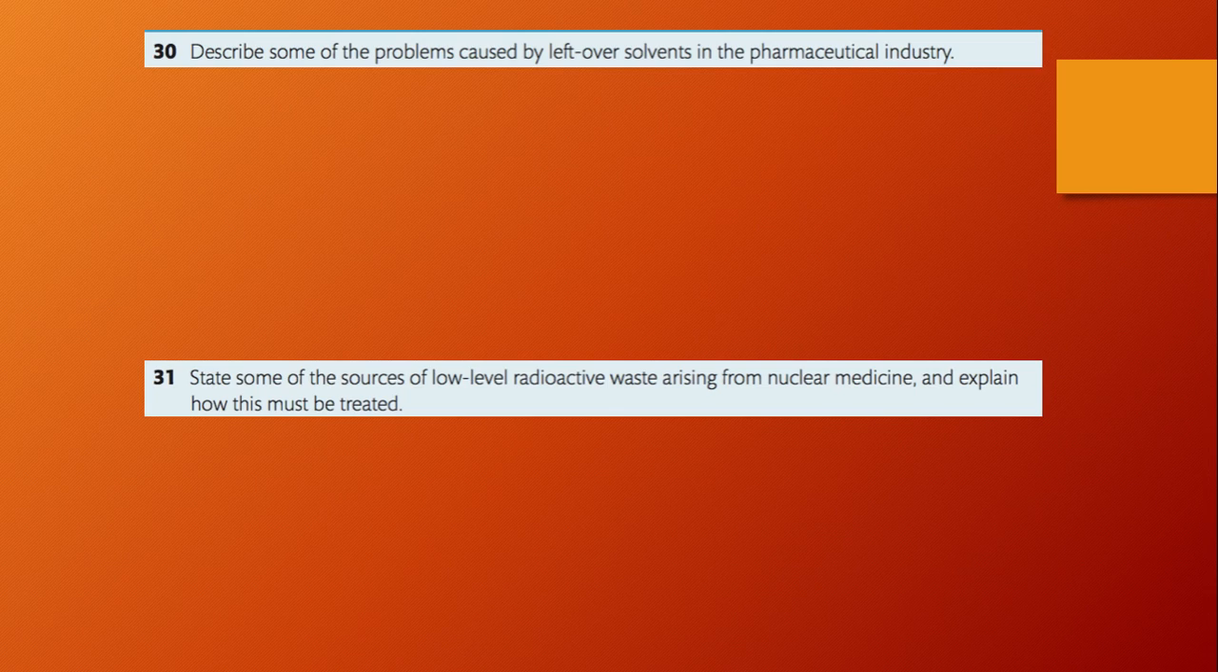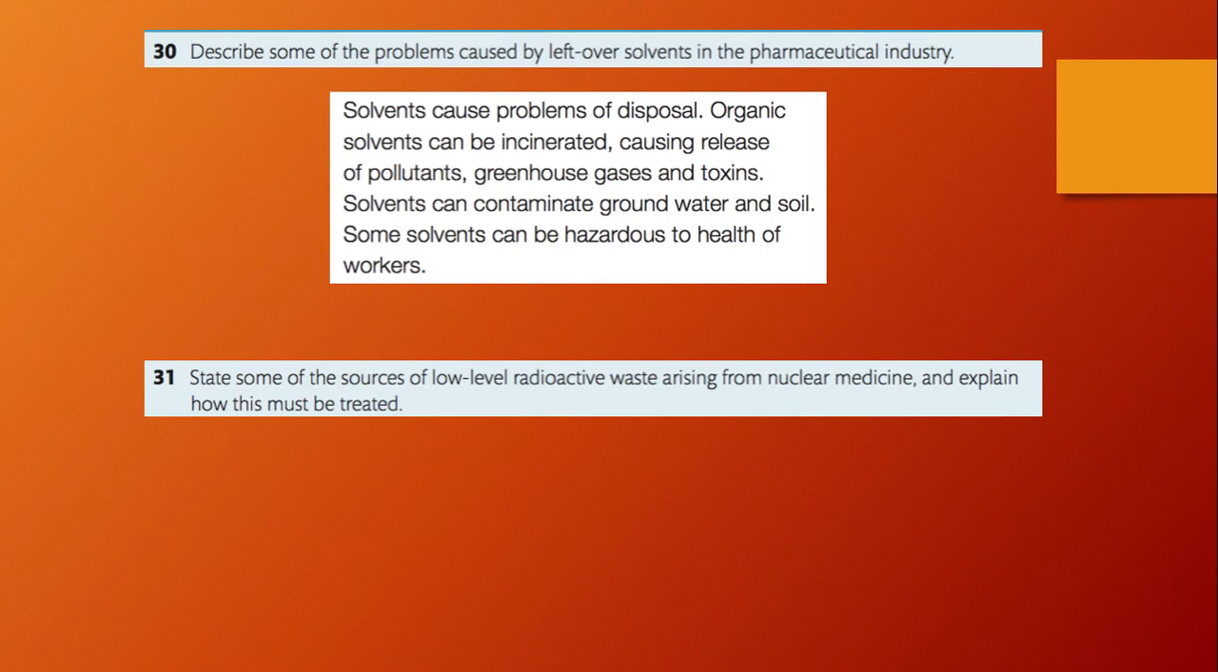All right, last but not least, let's talk about just a couple of questions to wrap this up. Number 30 says, describe some of the problems caused by leftover solvents in the pharmaceutical industry. There are many different examples of these leftover solvents. They could include problems of disposal, including when they are incinerated, they release pollutants and greenhouse gases and toxins. Solvents can contaminate groundwater and soil, and solvents can be hazardous to the health of workers.